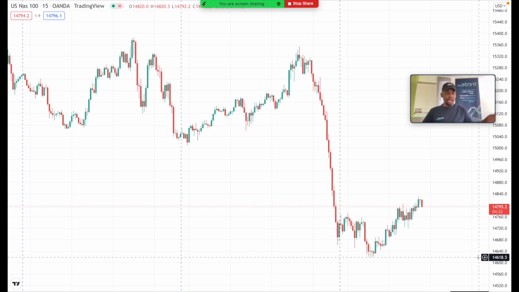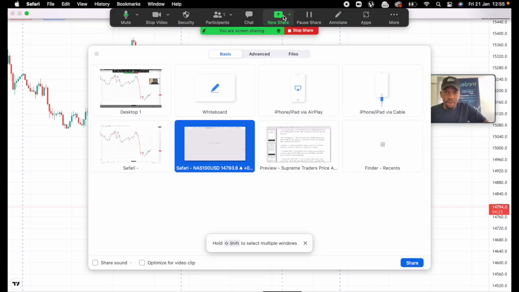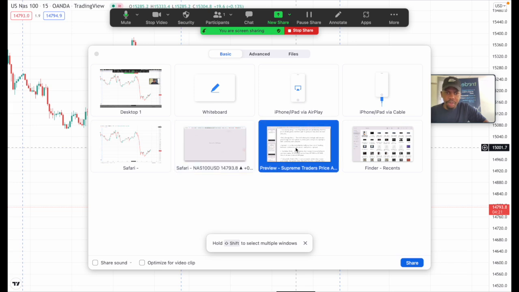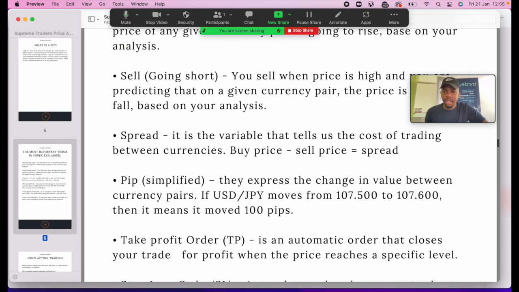And then when you're correct, you make profit. When you're on the wrong side of the market, that's when you lose money. You understand? So let's go back to our terms explained. You understand?